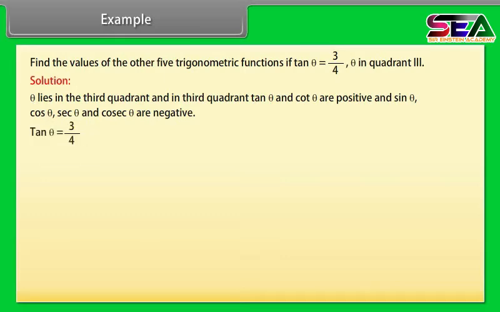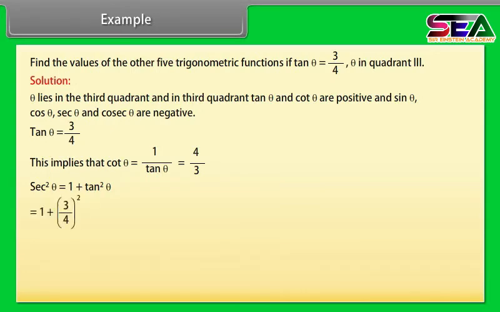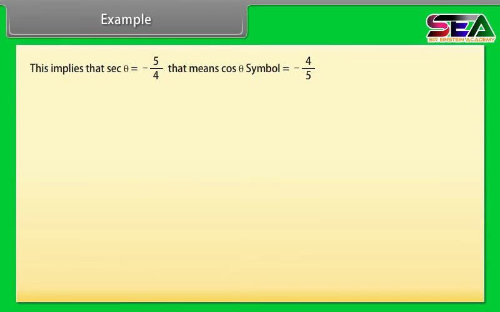Tan of theta is equal to 3 by 4. This implies that cot of theta is equal to 1 by tan of theta, which is 4 by 3. Sec square of theta is equal to 1 plus tan square of theta, which is 1 plus (3 by 4) whole square, equal to 1 plus 9 by 16, equal to 25 by 16. This implies that sec of theta is equal to minus 5 by 4. That means cos of theta is equal to minus 4 by 5.